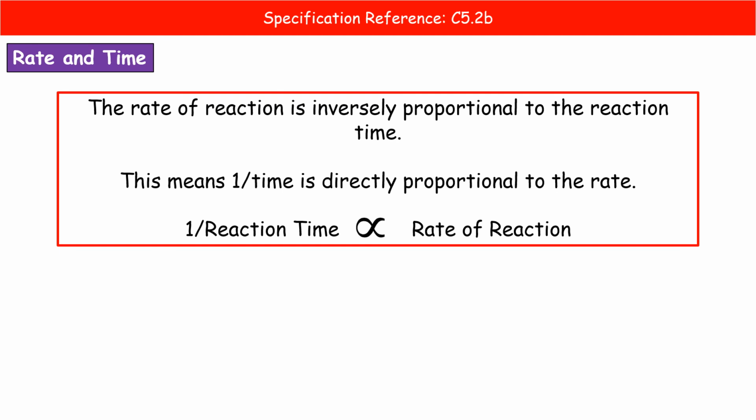What we actually find then is that when we're considering the rate of reaction, it's going to be inversely proportional to the reaction time. So quite simply, 1 divided by time is directly proportional to the rate.